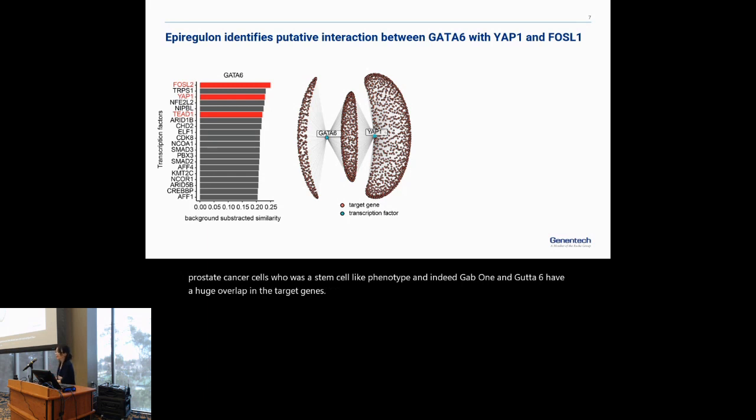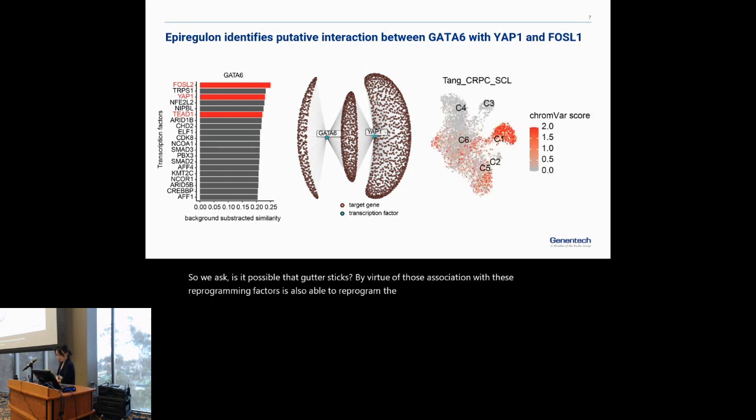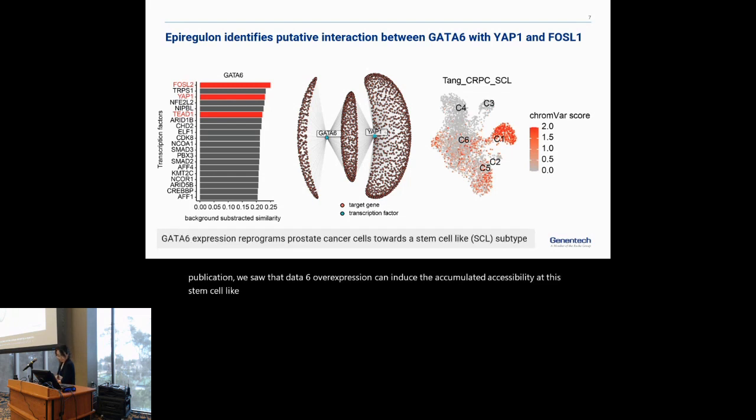So we asked, is it possible that GATA6, by virtue of its association with these reprogramming factors, is also able to reprogram the prostate cancer cells? And indeed, we looked at these regions that are uniquely accessible in a stem cell-like subtype defined by a separate publication. We saw that GATA6 overexpression can induce the chromatin accessibility at these stem cell-like regions. So we show that Epiregulon is able to uncover a new function of GATA6 in its ability to reprogram prostate adenocarcinoma towards a stem cell-like subtype.